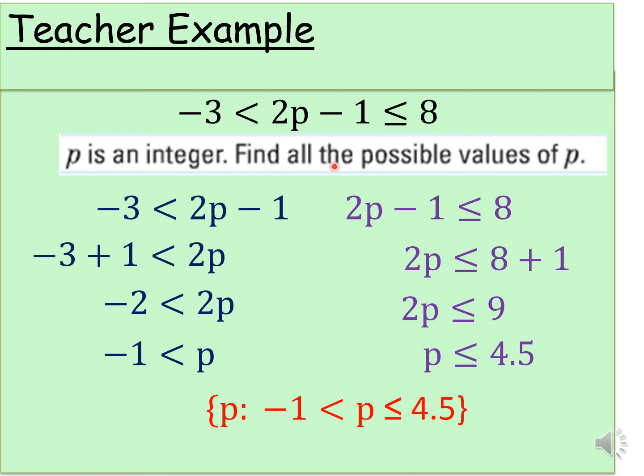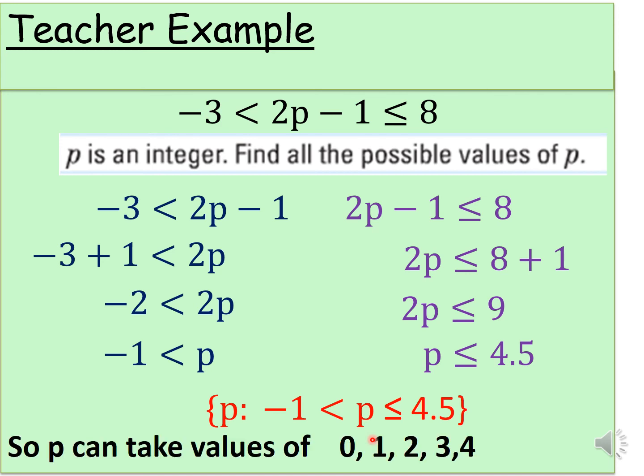Now, the question says p is an integer, find all the possible values. So we have to give them a list of all the possible values. If p is greater than minus 1, the possible values would be 0, 1, 2, 3, 4. We can't have 5 because p has to be less than 4.5, and it has to be an integer, a whole number.